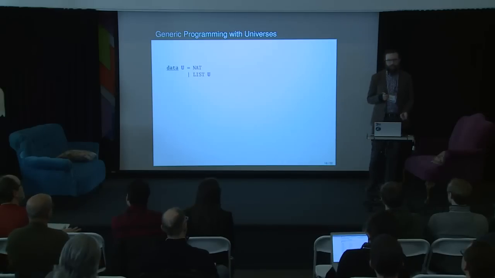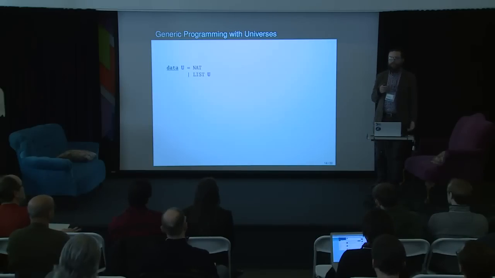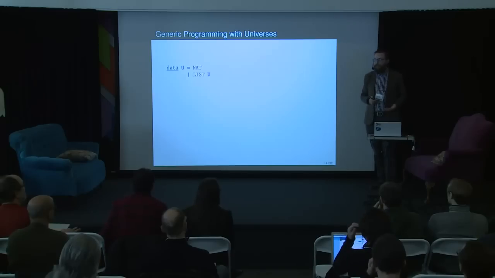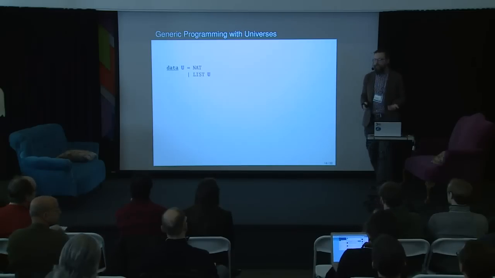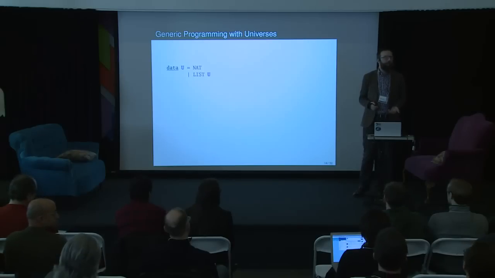So instead, we use this trick called generic programming with universes, which you can see is sort of a dependently typed design pattern in some sense. And so if we want to do something that works at multiple different types, but maybe not every possible type, the first step is to define a data type whose constructors represent the types that are in the universe that we care about. This is why it's called the universes.